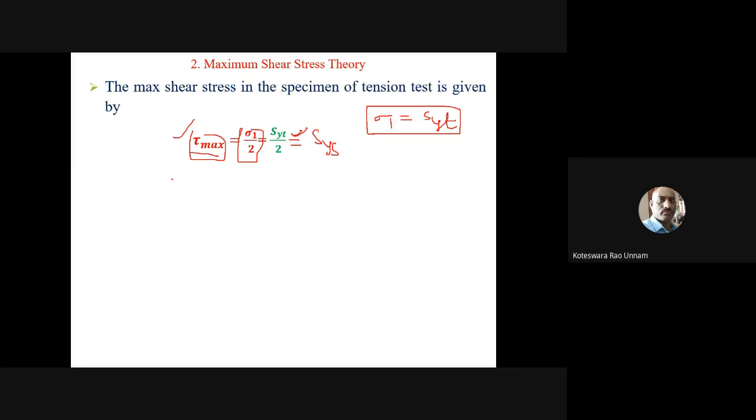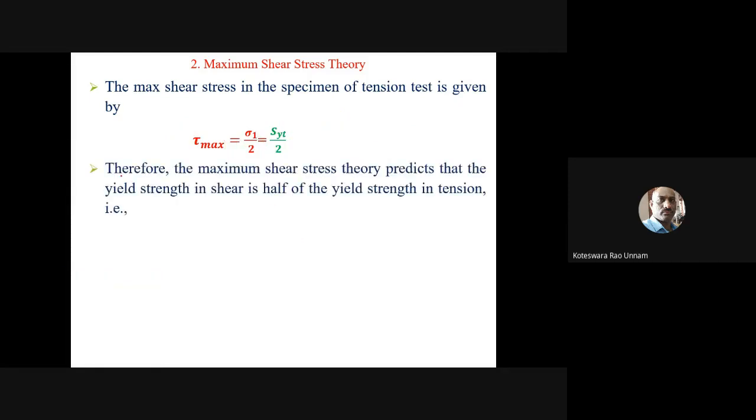What is the failure criterion for us in this maximum shear stress theory? Tau max exceeds the yield shear stress at the yield point. The shear stress at the yield point is sigma 1 by 2, which is nothing but SYS. So I take the yield strength in shear as SYS, which is nothing but SYT by 2, or 0.5 SYT. That's what I have written here. Therefore, the maximum shear stress theory predicts that the yield strength in shear is half of the yield strength in tension.